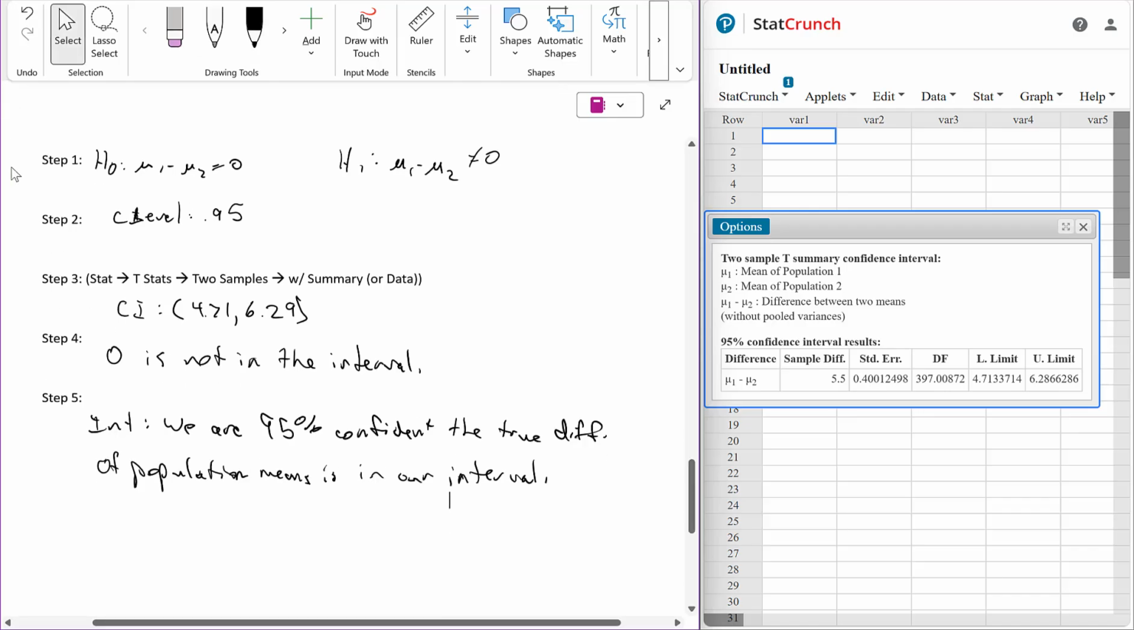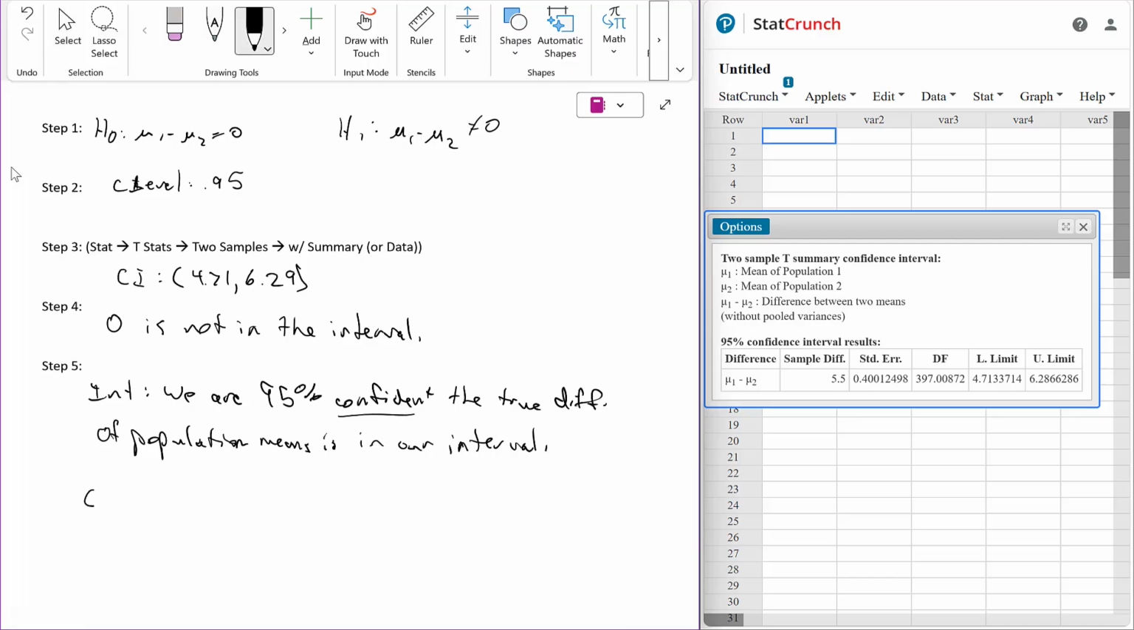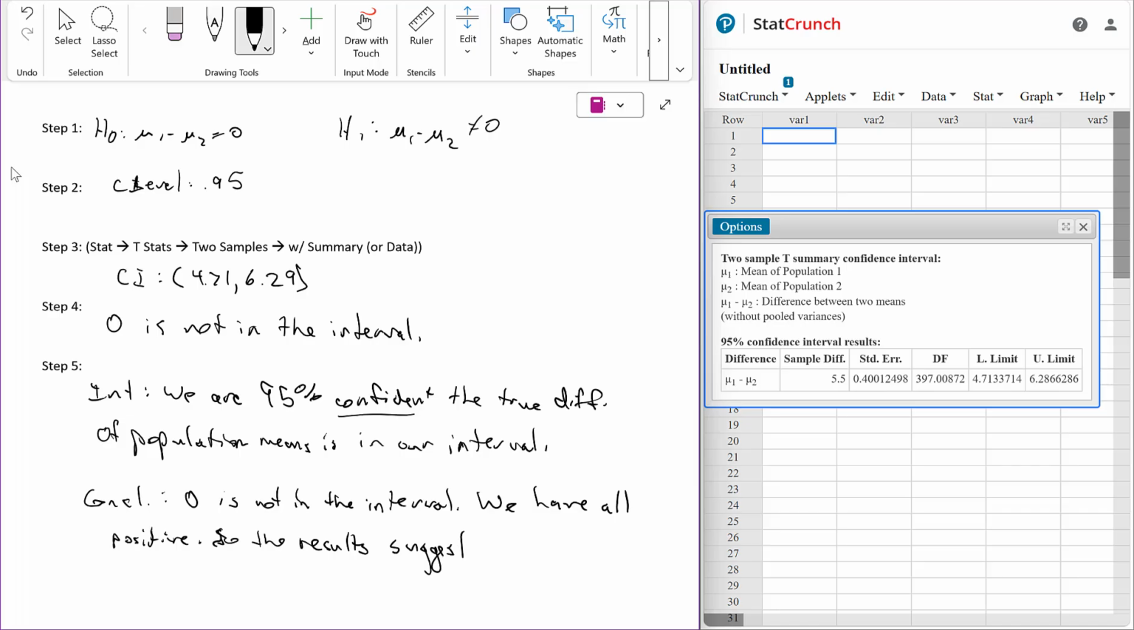You'll see it typed out in the homework, and pick the one that is correct, but always remember to start with that confidence. All right, and then if we want a conclusion here, we're kind of interpreting 0 is not in the interval. We have all positive values. So the results suggest that priming may be important.